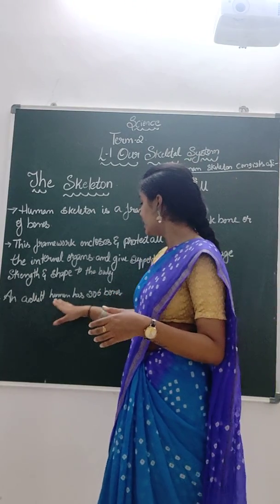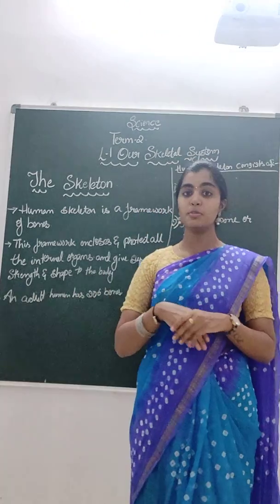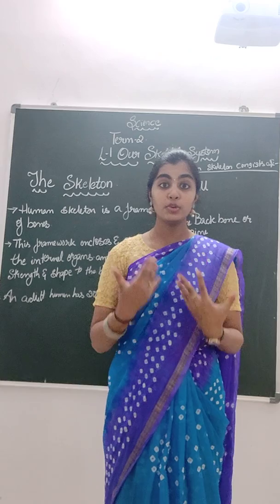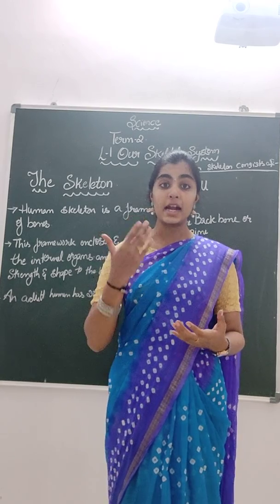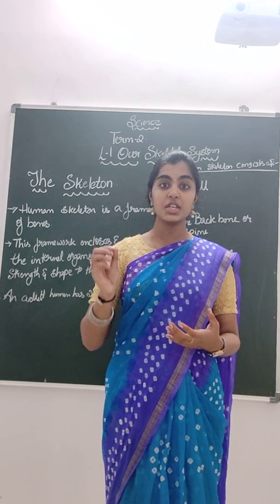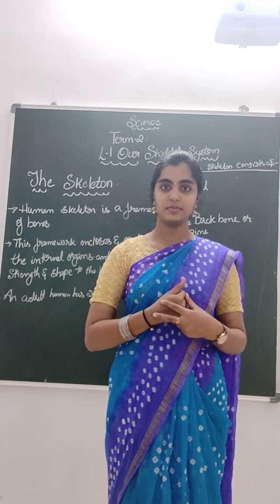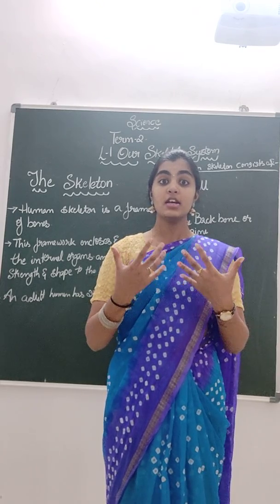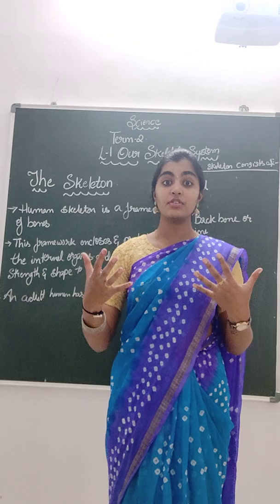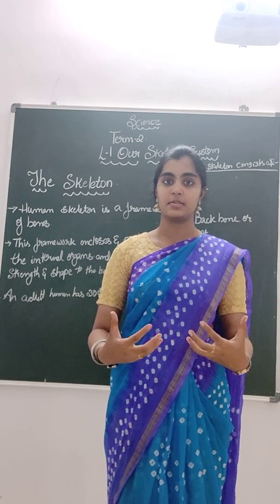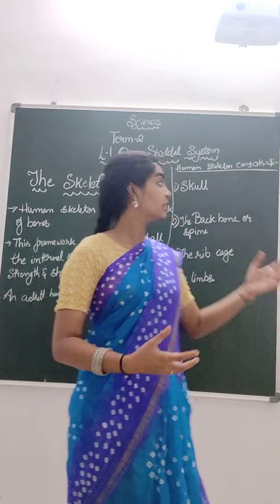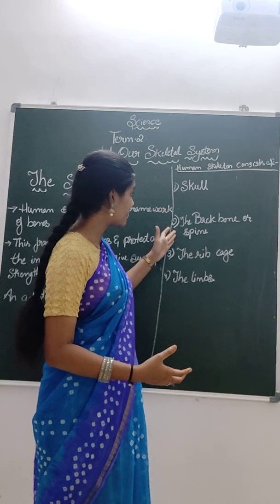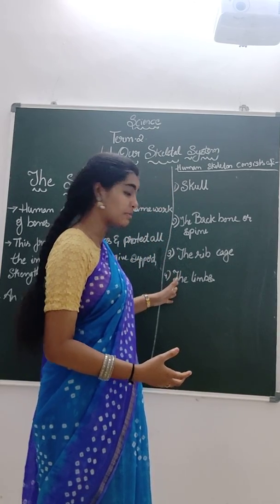Now, an adult human has 206 bones. So, how many bones do we have? An adult has 206 bones. Now let us understand what the different parts of this human skeletal system are. We have the skull, backbone, ribcage, and limbs.